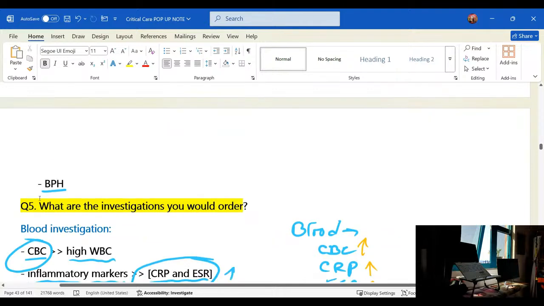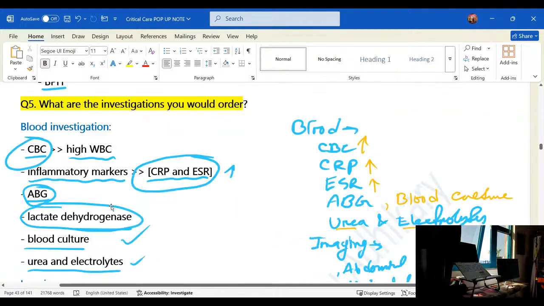What investigations would you order for this patient? Okay, first I will rule out the inflammatory markers by CBC, high WBC, and then inflammatory markers CRP and ESR also will be high. Then to rule out the metabolic disorder, I will do ABG and lactate, blood culture, urea, and electrolytes.